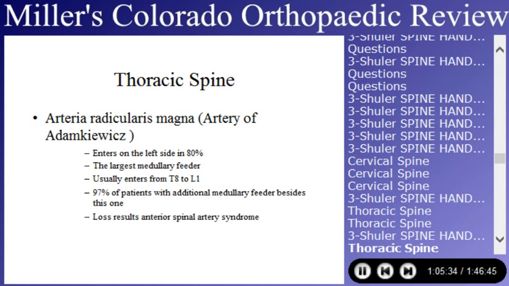I put the L1 here. It's the largest medullary feeder. 97% of patients have an additional feeder beside this one, so I don't understand why it's tested, and supposedly loss of this results in anterior spinal artery syndrome.